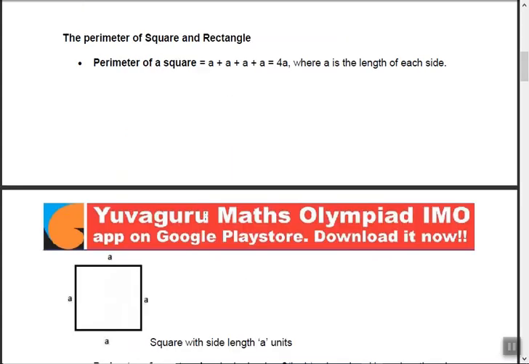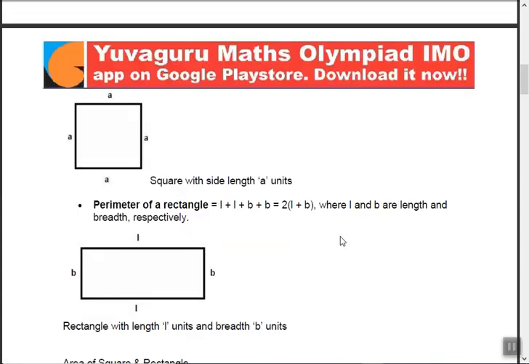Right? What is perimeter of a square? A plus A plus A plus A. All four sides are A, so add them. So it is 4A. So that's simple. What is perimeter of a rectangle? See here, length, breadth, opposite sides equal. So L plus B plus L plus B, that is 2 into (L plus B). So L and B are length and breadth respectively.